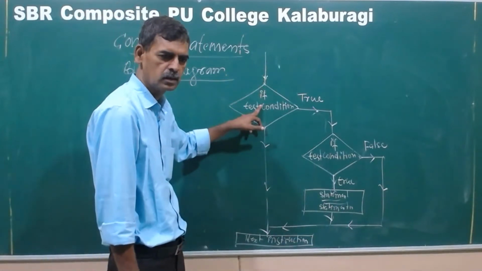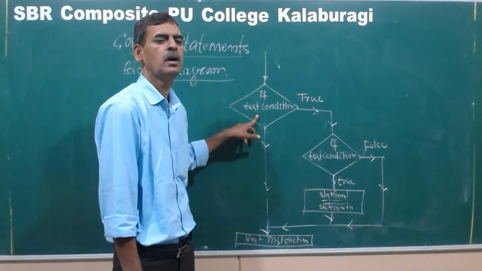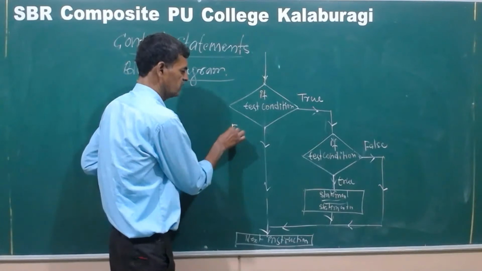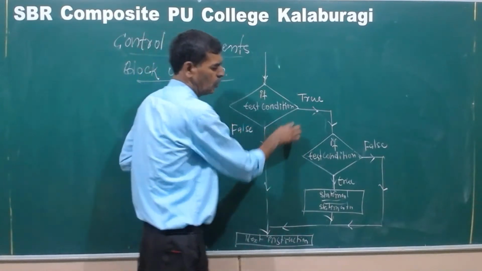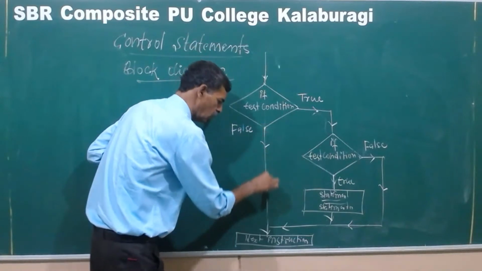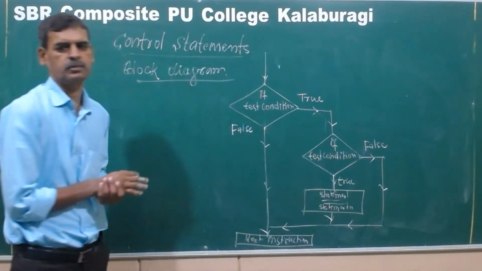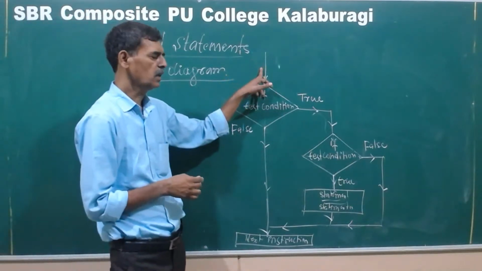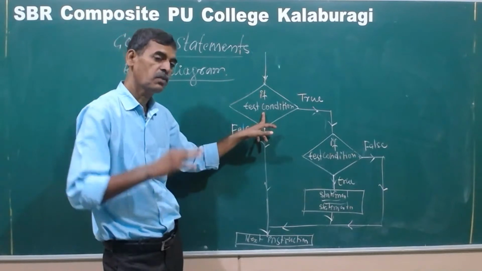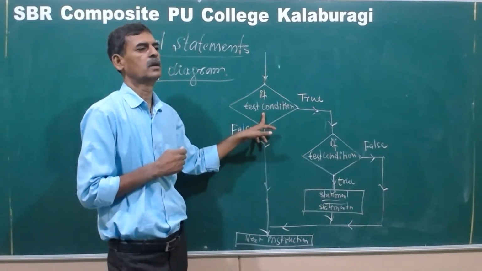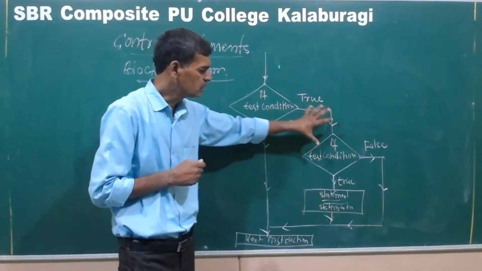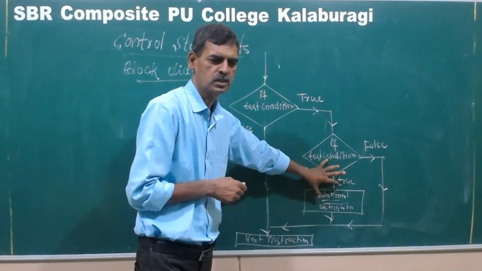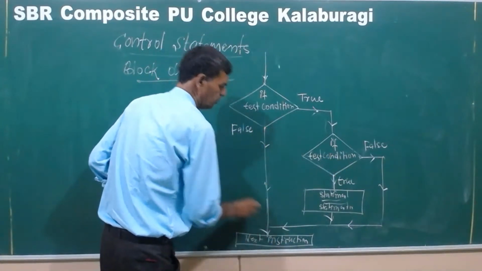Control comes here. It will check the test condition for the outer if block. If this test condition is false, the whole block is neglected. Control goes out of the block. It goes to the next instruction. Right? Is it clear? So control comes here. It will check the test condition for the outer if block. If the test condition is false, the whole if block is neglected, including the whole inner if block. Control goes to the next part of the program.